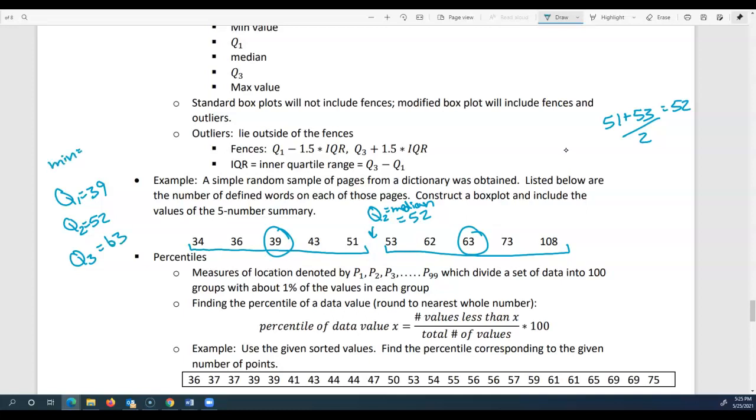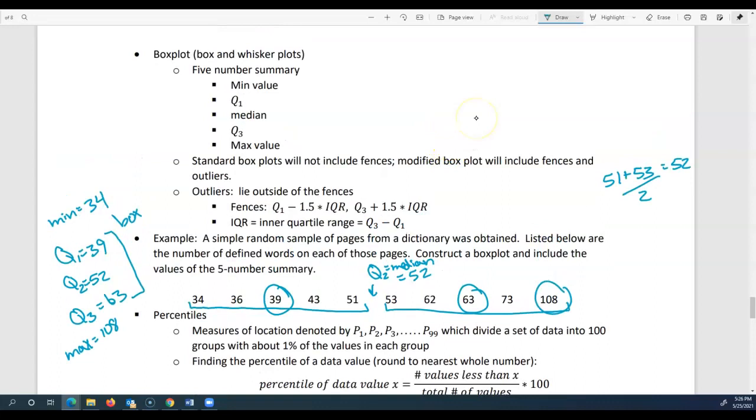Minimum value is 34. Maximum value is 108. That's the biggest value we have. So there's our 5-number summary. Now the quartiles actually make up the box when we create a box and whisker plot.